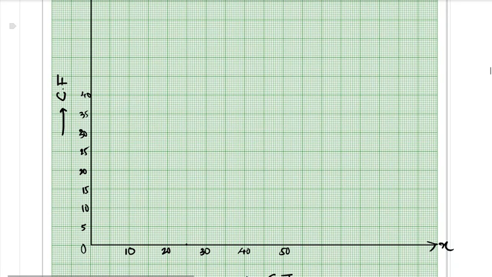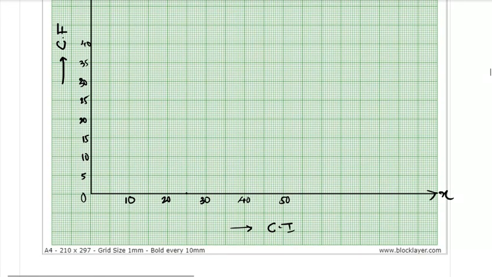Right, now we are ready to plot. What we have to plot in this graph is the upper limits versus the cumulative frequency. Now understand, on the y-axis, every unit comes after 2 millimeters, or you can say 2 millimeters is equal to 1 unit. Because I have taken 1 centimeter equal to 5 units, or 10 millimeters equal to 5 units. So 2 millimeters will be 1 unit.